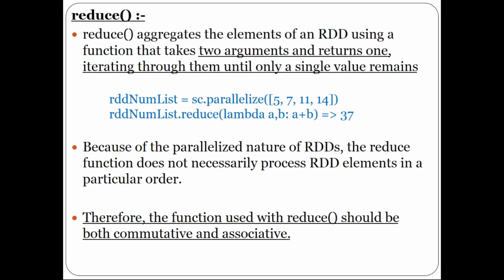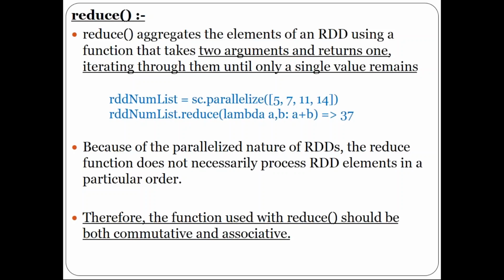Here your reduce is aggregating the elements of RDD using a function. It takes 2 arguments and returns 1. Fair enough? But one thing here is it keeps iterating through them until only a single value remains. Okay, let's do practicals after 1 minute. Because of the parallelized nature of RDD, the reduce function does not necessarily process RDD elements in a particular order, which means it can be 5 plus 7 plus 11 plus 14, or 11 plus 14 plus 7 plus 5, or 7 plus 14 plus 11 plus 5. It can be anything.